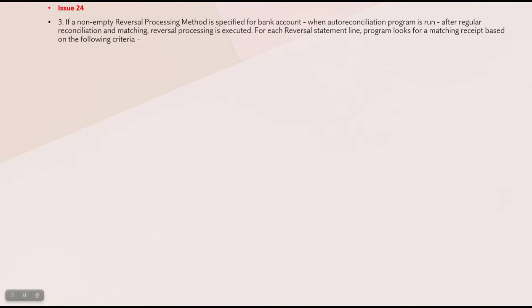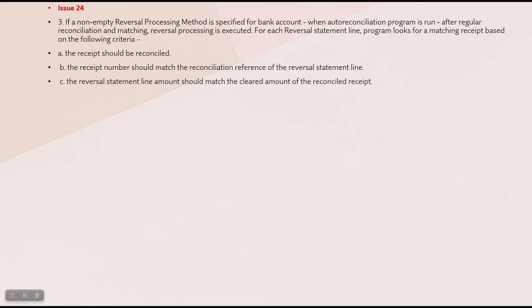And again, related to the same issue, if a non-empty reversal processing method is specified for the bank account, when the auto reconciliation program is run, after regular reconciliation and matching, the reversal process is executed for each reversal statement line. The program looks for a matching receipt based on the following criteria: a receipt should be reconciled, the receipt number should match the reconciliation reference of the reversal statement line, and the reversal statement line amount should match the cleared amount of the reconciled receipt.